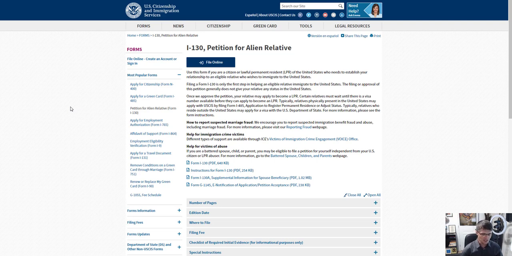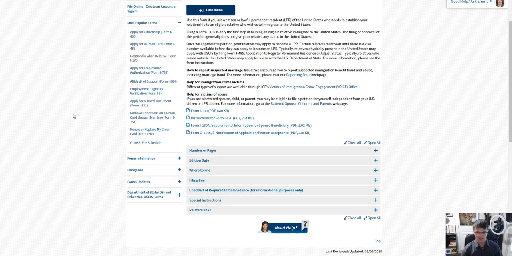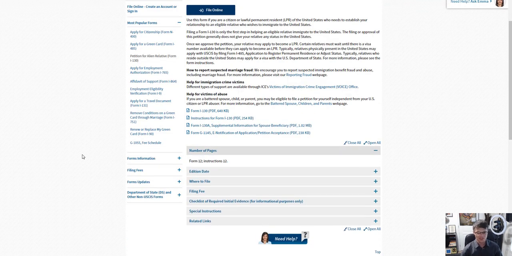Now the I-130, you have to fill out individually for each person who wants to immigrate. So let's say if you're doing it for both parents, you would have to do one for your mother and separately another one for your father. It's going to be two different processes. Just keep in mind. Now the application form itself is pretty straightforward. It's only 12 pages, nothing too complicated.